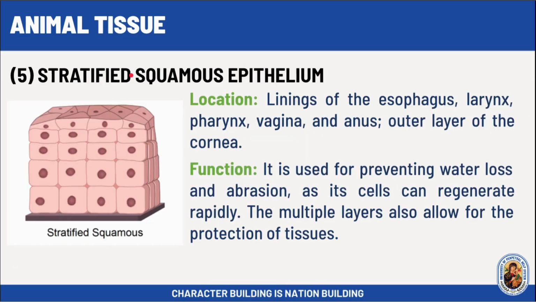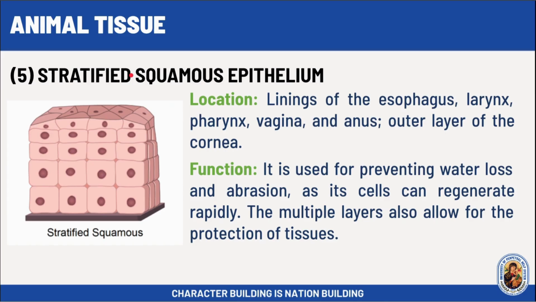Up next we have the stratified squamous epithelium. This is a type of animal tissue that has several layers of squamous epithelium. As we mentioned earlier, when it's stratified, it has two or more layers. The stratified squamous epithelium is present in the esophagus, the larynx, the pharynx, the vagina and anus, and even the outer layer of the cornea.